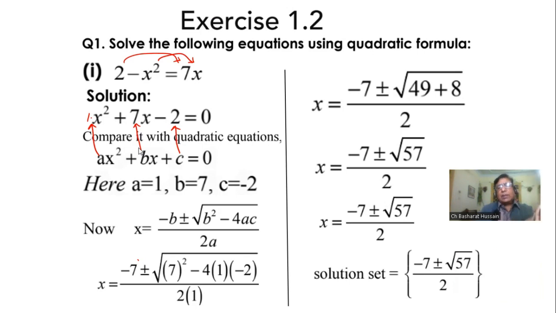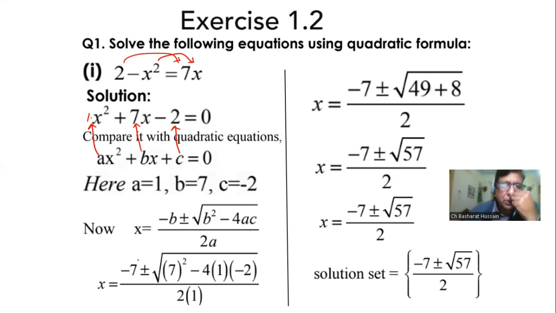So I have discussed all the 6 topics of factorization. First I discussed the common factors method, then difference of two squares, then grouping, and then splitting the middle term, and then perfect square trinomials, and the last is the quadratic formula.